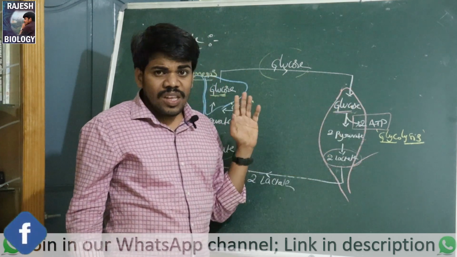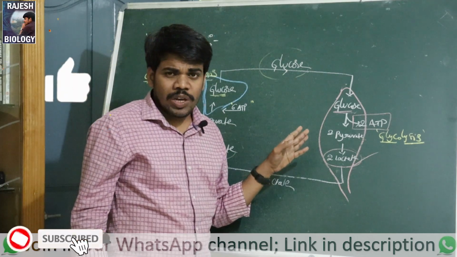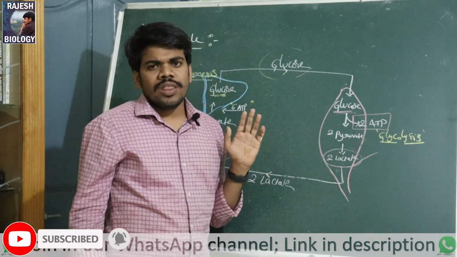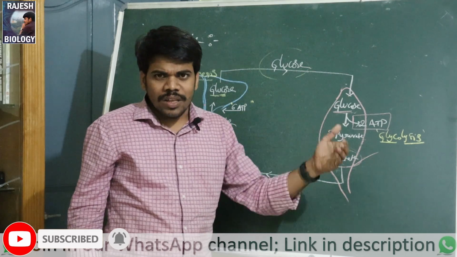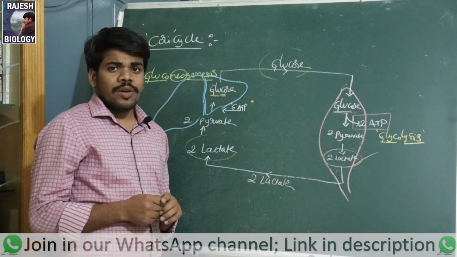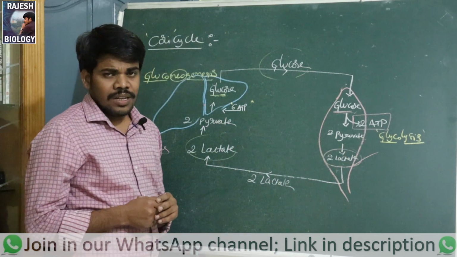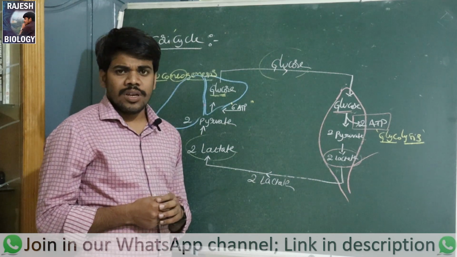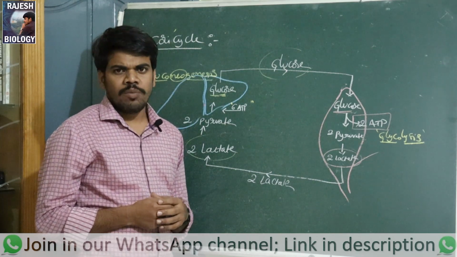If the muscle does not require any glucose molecule, it will be stored in the form of glycogen for further requirements. Okay, so this is about the Cori cycle, and in the next video we will discuss red muscle fibers and white muscle fibers.